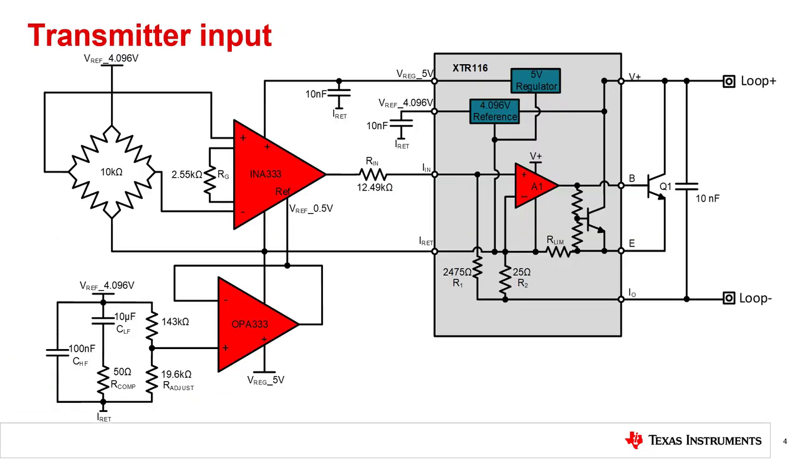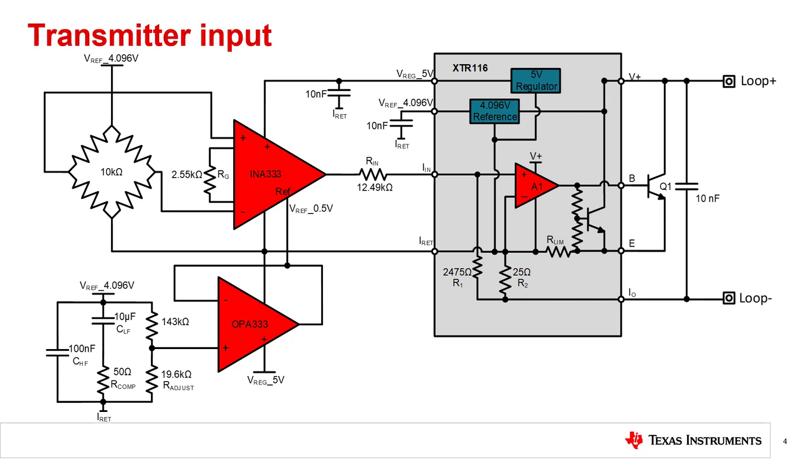The TI XTR116 2-wire 4 to 20 milliamp transmitter used in this example is a current input, current output transmitter. Other transmitters may use a voltage input or a digital input like the fully integrated transmitters introduced earlier in this series. The on-chip regulator and reference can supply the power for the input circuitry. All of the returns are tied together at I-return. The output of the input circuitry is connected to the IN pin of the XTR. This input circuitry can perform any of the required conditioning that the sensor needs.